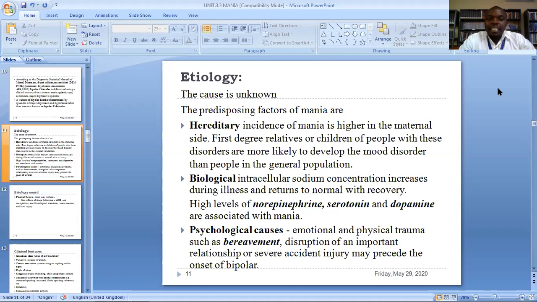The other predisposing factor is psychological causes. What are these? Emotional and physical trauma, such as bereavement, that's the loss of a loved one, can predispose one to a mood disorder. Disruption of an important relationship or severe accident injury may precede the onset of bipolar or mood disorders. It depends on how treasured one considered the relationship they had. It could be friendship, a relationship of intimacy, but the disruption of a relationship deemed important can predispose one to mood disorders like mania.